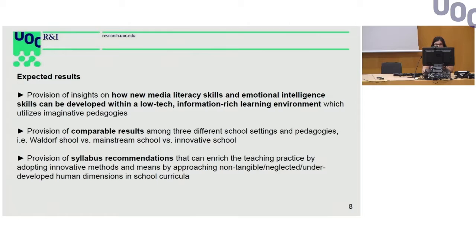The expected result is how we can develop emotional intelligence skills and media skills through imagination, to provide three school models, Waldorf, innovative, and traditional school, and how they approach imagination and the cultivation of these skills. And finally, to provide some recommendations in order to integrate these skills, and with which methods, in the school curriculum. Okay, that's all. Thanks for the attention.